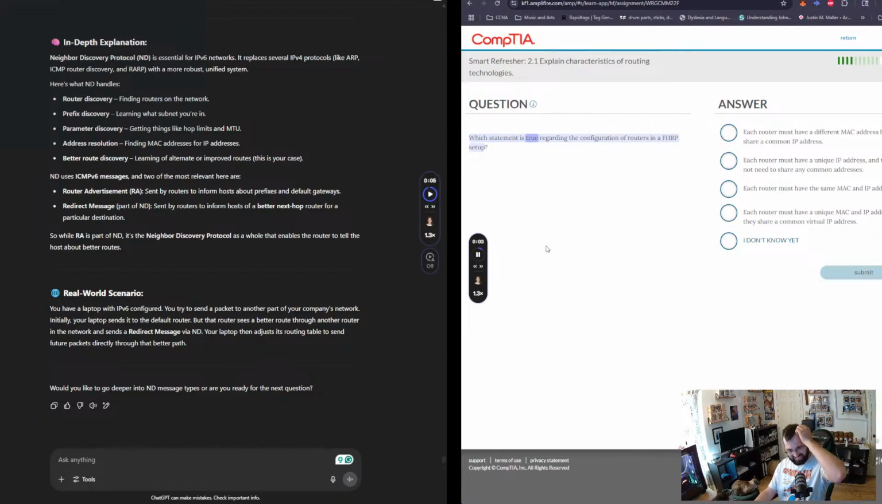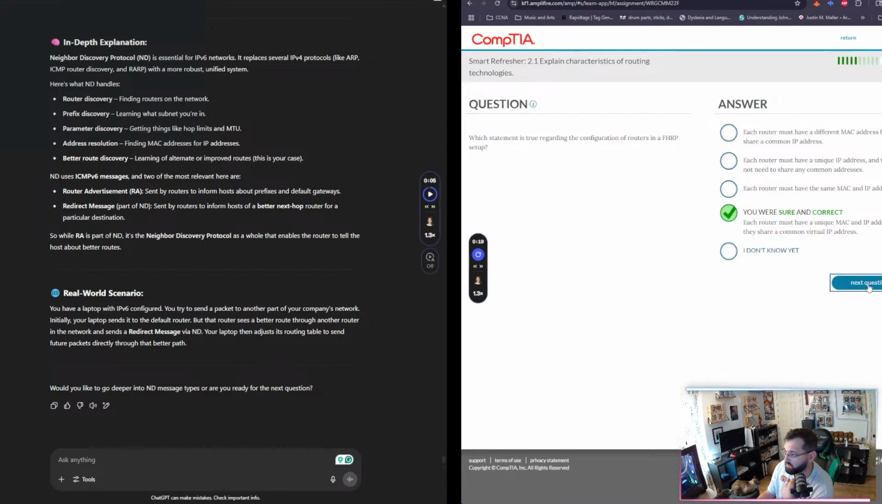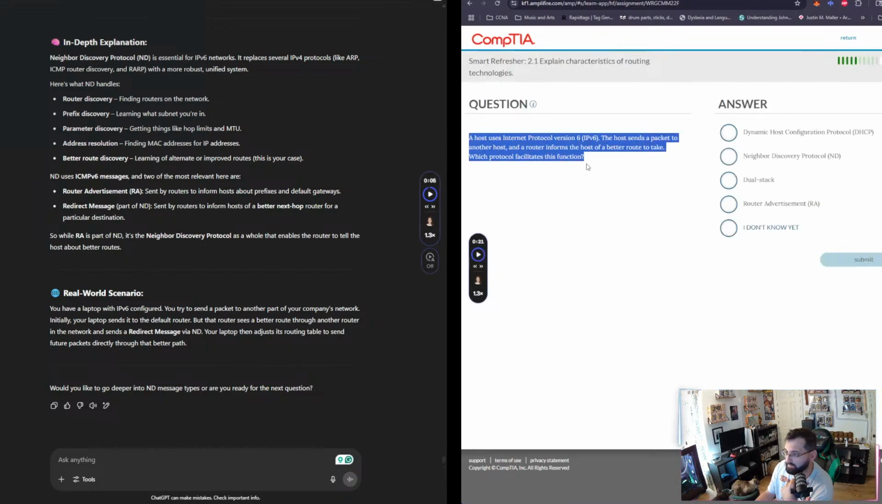Which statement is true regarding the configuration of routers in a FHRP setup? Something hop redundancy protocol. And the answer is that they must have different MAC and IP addresses, but they share a virtual IP address. We already talked about that.